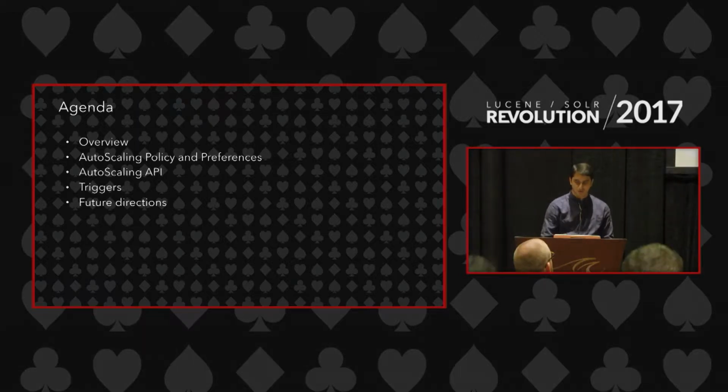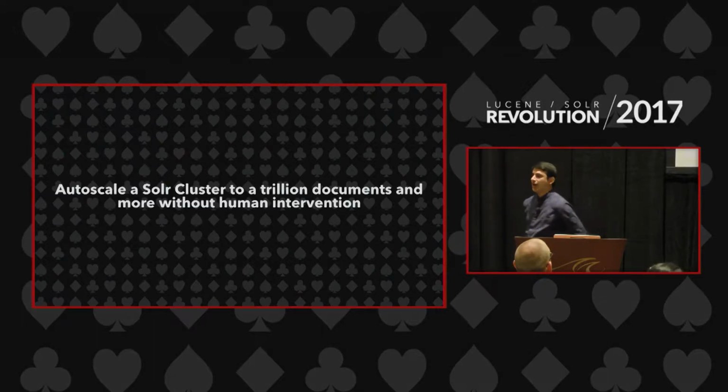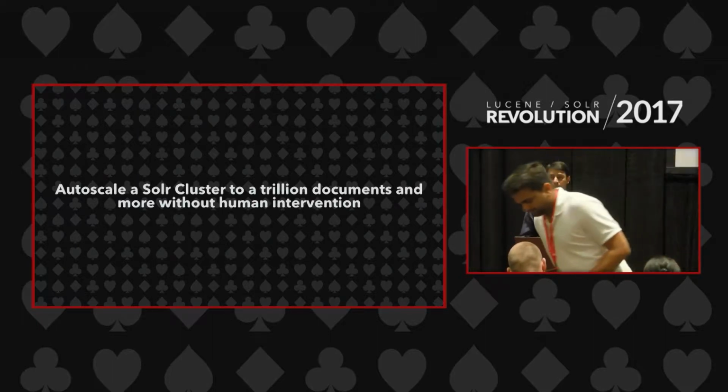So the overall goal that we started with, and this is something that Trey has alluded to in one of his presentations, I think, is we want to autoscale a Solr cluster to 1 trillion documents and beyond without human intervention. Now, this is a very audacious goal, and there are many parts to achieving this. One of them is autoscaling. The other part is investing in performance and benchmarking, figuring out the bottlenecks, fixing them. It's an iterative process. We're not going to get there in a month or so, but that is the hope, that is where we want to go.